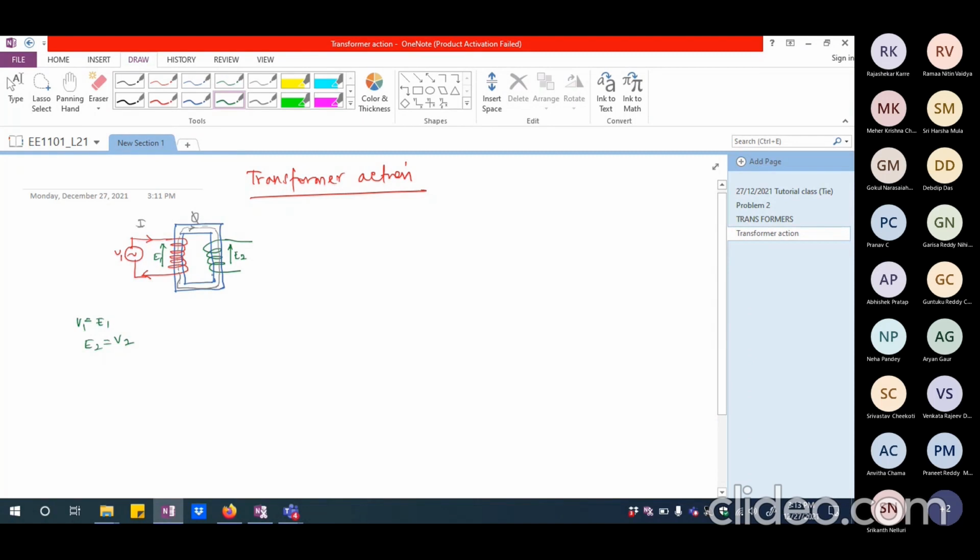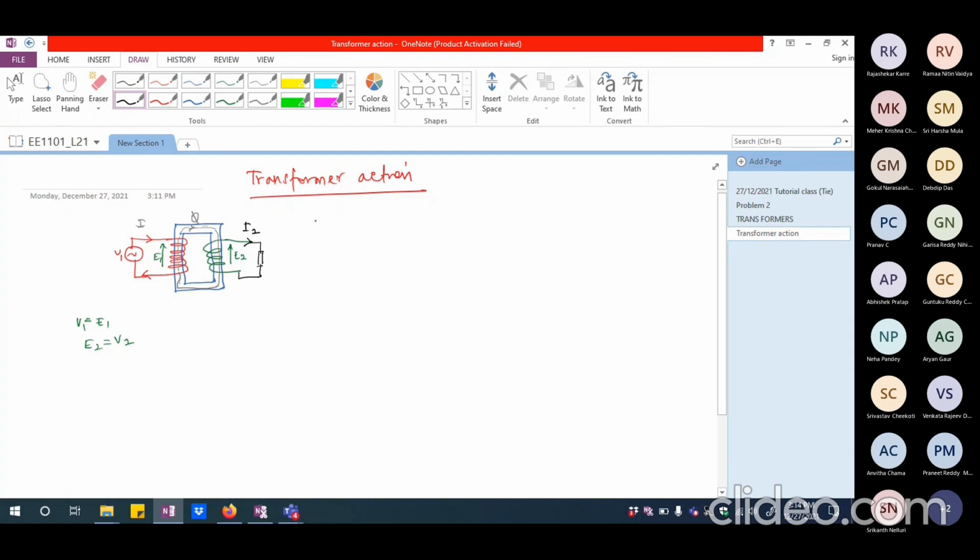Okay. Now I'm going to connect a load to the secondary side. Let us say I'm connecting a load. I'm not saying what kind of load it is, whether it is inductive, capacitive, resistive. I'm not telling anything. I've connected a load here. The moment I connect a load, I will have a current flowing here, which I may call I2. I2 is the current that is flowing through the load from the secondary side.